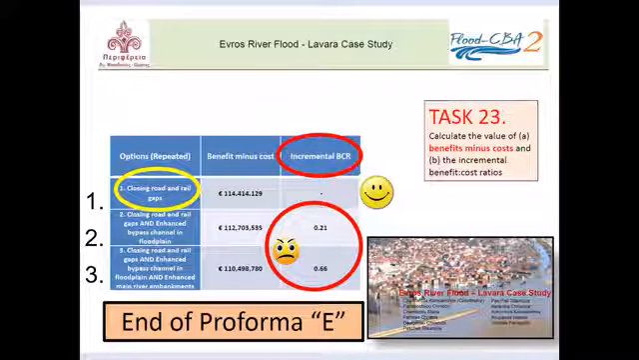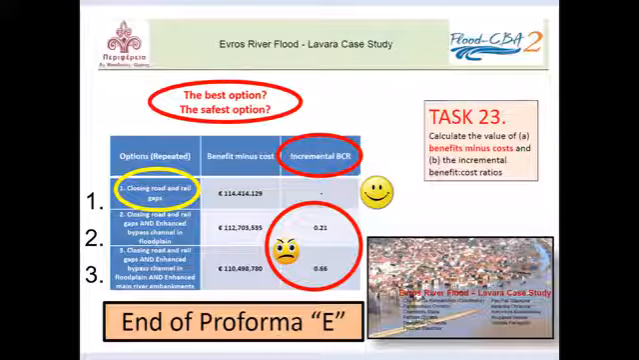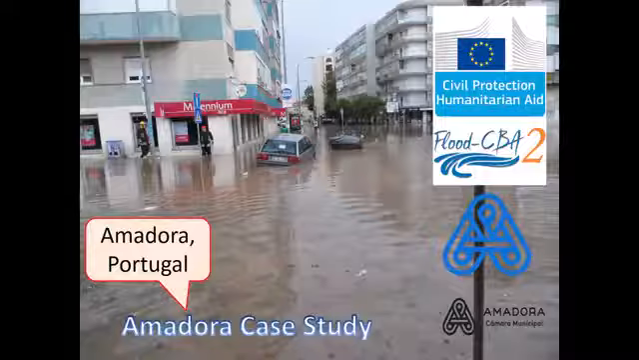So we see the first option as being the best, the most efficient use of money and commensurate with providing a good degree of safety for the town of Lavara. The other options are not nearly so favourable. The benefits do not exceed the costs. So the questions we're asking here, as in other case studies, what is the best option? And the best option here appears to be option 1.